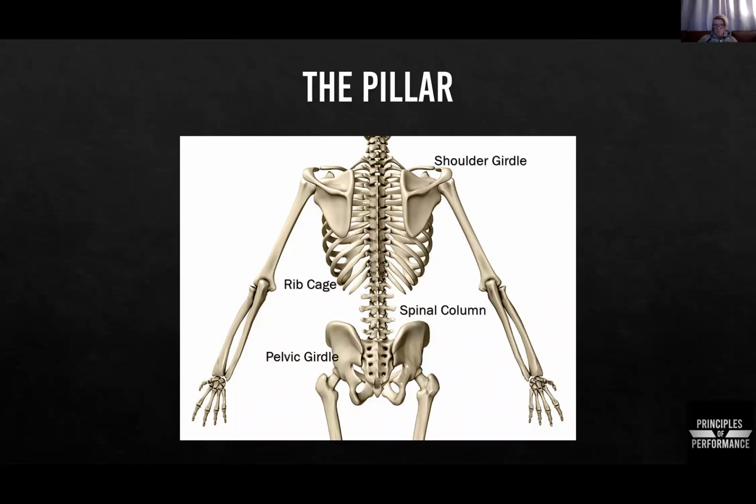So we've got the pillar, based on what we talked about last week, defined by the 4 key structures. We've got our shoulder girdle, our spinal column, our rib cage, and our pelvic girdle, and they create kind of like a rectangle, or if you think about a pillar that holds up a roof, they create this pillar, and that pillar helps us navigate force coming in either from the legs or from the arms, and it helps us transmit or redirect that force back down into the floor again.